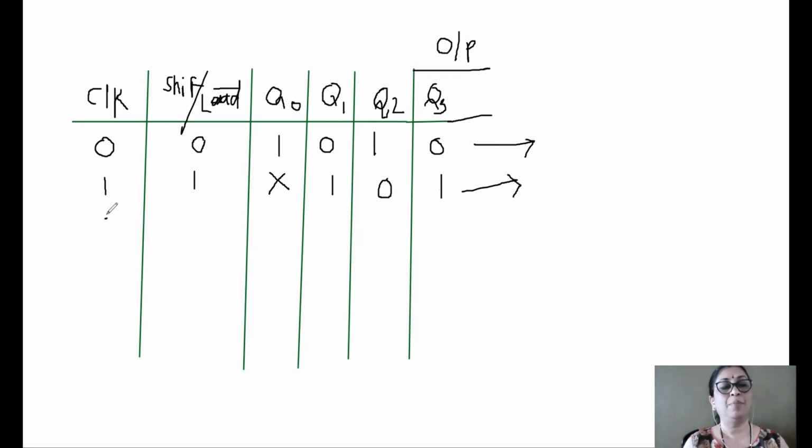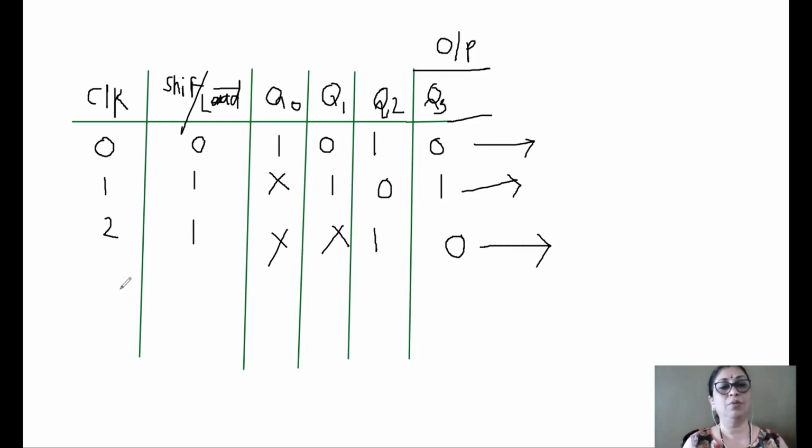Okay. So apply the second clock pulse here. Again, your shift/load control should be 1. Don't care about Q0. Don't care about Q1. And in this case, you can see 1 is there at Q2 and 0 is there at Q3. So 0 is outputted.